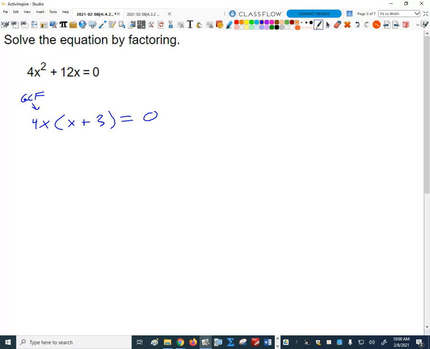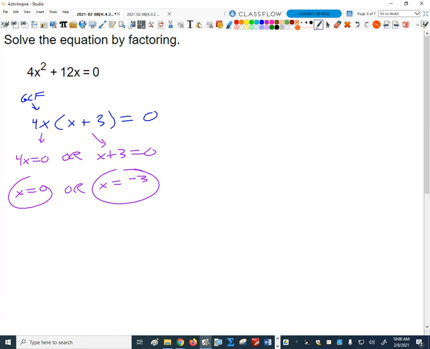If I can factor an expression and it's in standard form, so it's equal to 0, well, the only way that this product of factors can equal 0 is when one of the factors I'm multiplying is 0. So the only way that could happen is either if 4x equals 0 or x plus 3 equals 0. And what makes that happen? 4x is equal to 0 when x equals 0. x plus 3 equals 0 when x equals negative 3. So those are my two solutions.